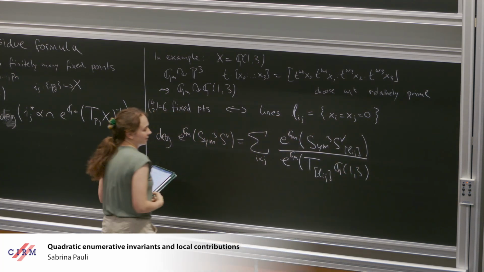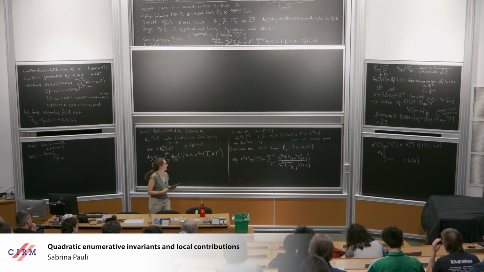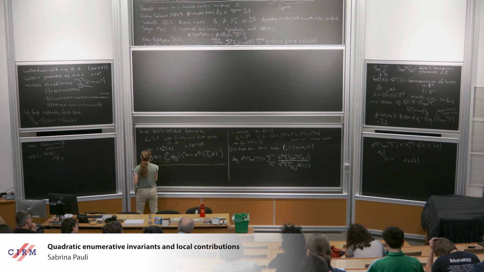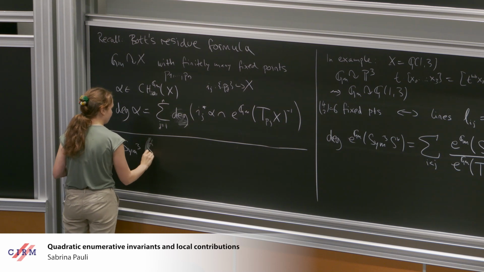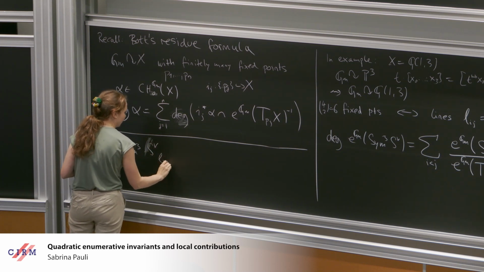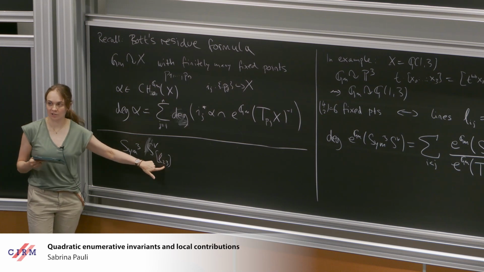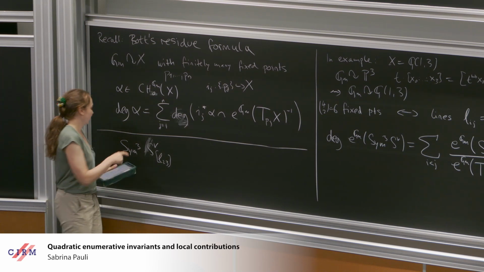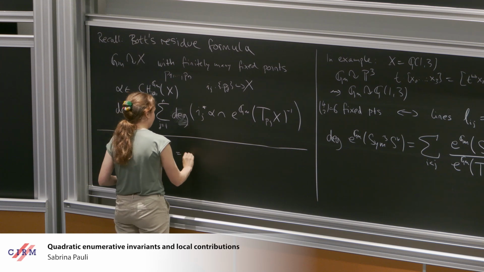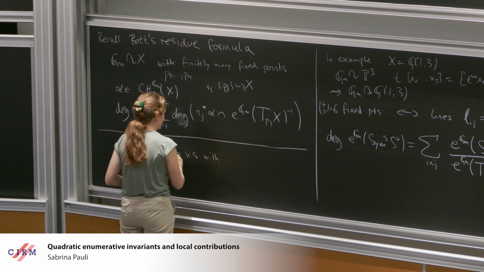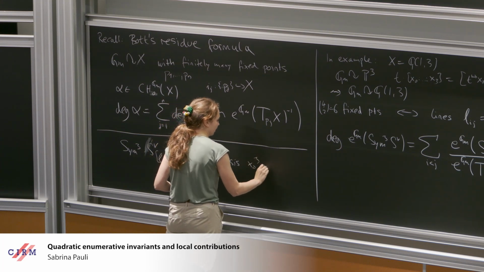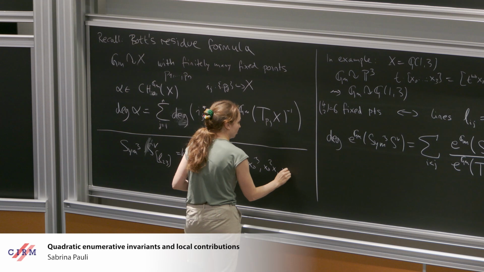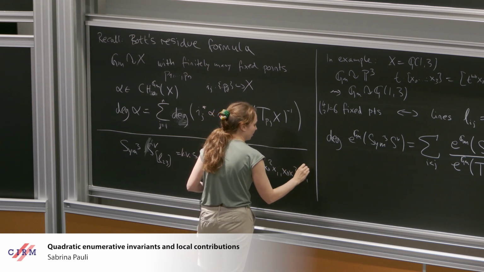So how do you compute this? Let's just do one of them. Let's do L23. So this is the line defined by the vanishing of x2 and x3. So what is this fiber? It's the k-vector space with basis x0 to the 3, x0 squared x1, x0 x1 squared, and x1 cubed.